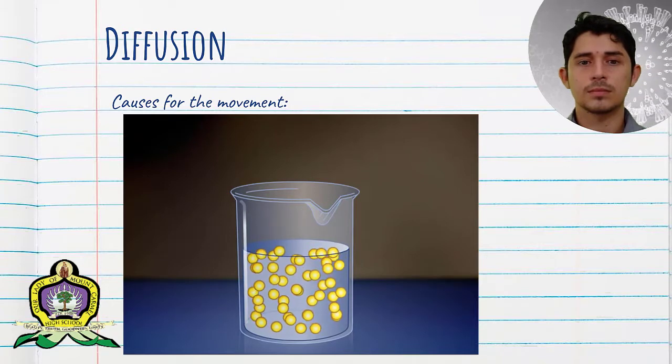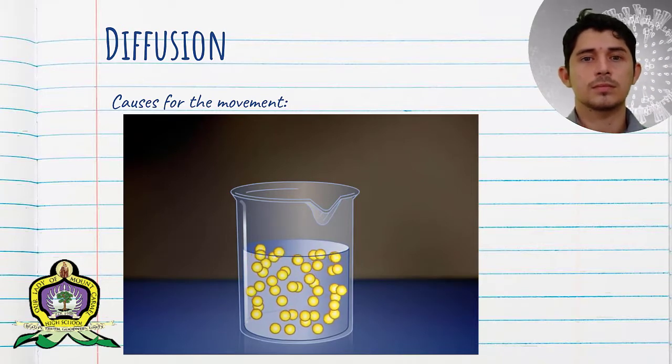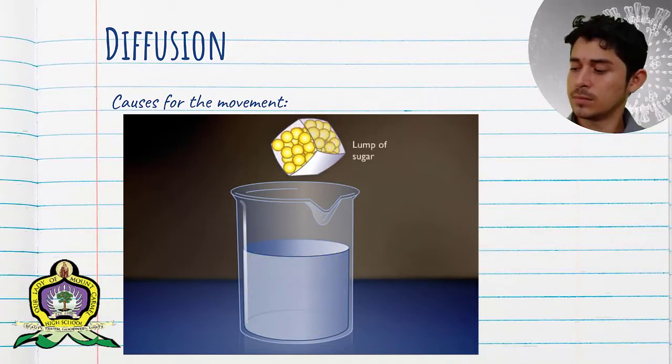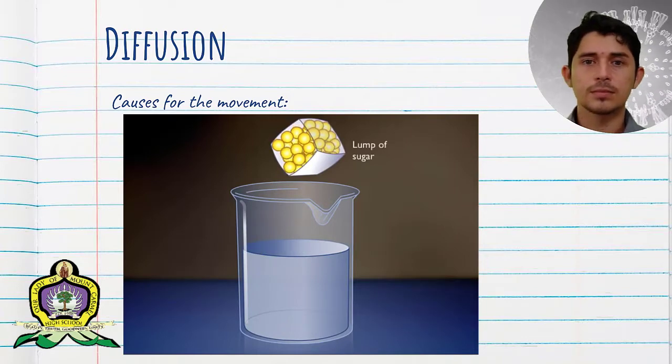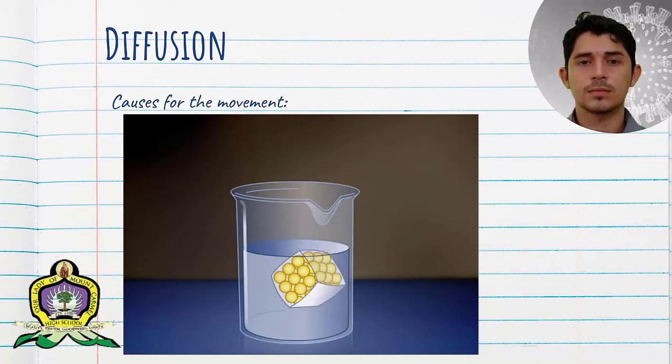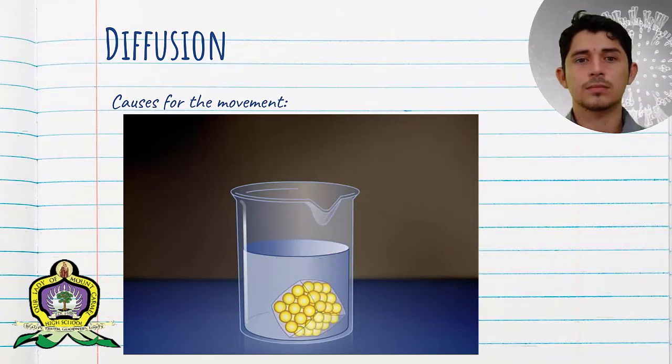But how do these molecules come to be evenly distributed? Let's start with a beaker of plain water. What will happen if we now add a lump of sugar to the water? A lump of sugar is composed of many individual sugar molecules, and even as a solid lump, the individual sugar molecules are in motion. When the lump is dropped into the water, it begins to dissolve.